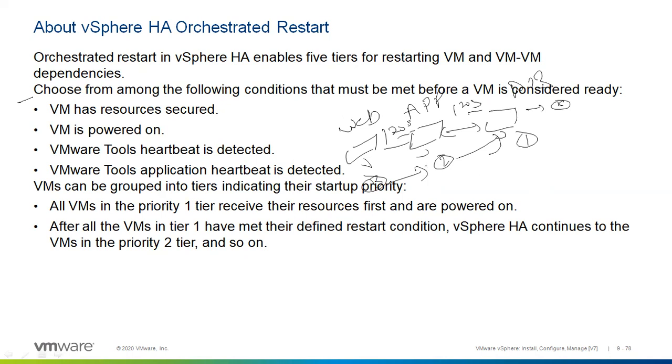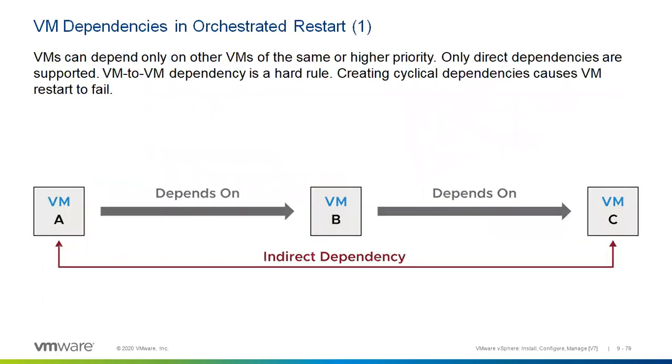So in that way, for that, the VM should be powered on, tools should be detected, and the application should be up. We can make a group into tiers and define the dependency rule and delay between them while they are powering on, or restarting on another host if any host fails. All right, this is the same example I showed you.